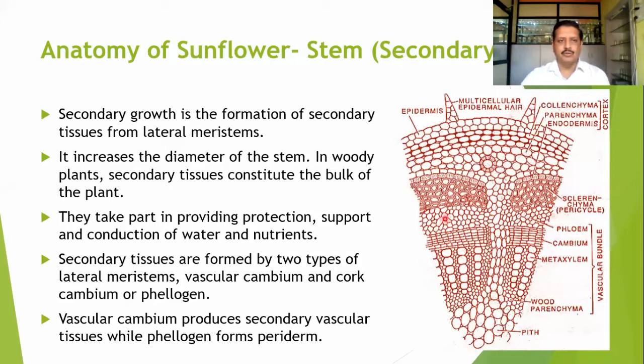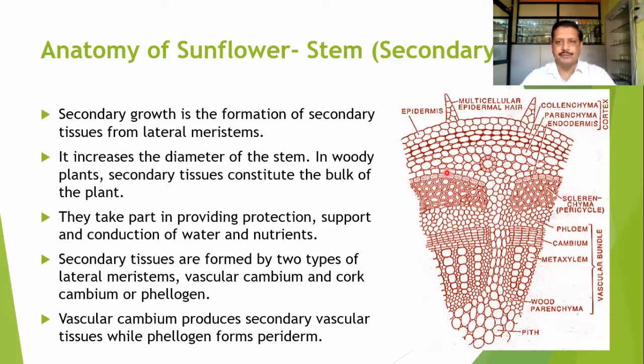Actually, the secondary growth is nothing but the formation of secondary tissues from the lateral meristems. Now we understand the meristem. Meristem is nothing but the dividing tissue. It increases the diameter of the stem. Diameter म्हणजे girth of the plant किंवा ज्याला आपण झाडाची रुंदी म्हणतो. So it is the increase in the diameter of the stem, particularly in woody plants.